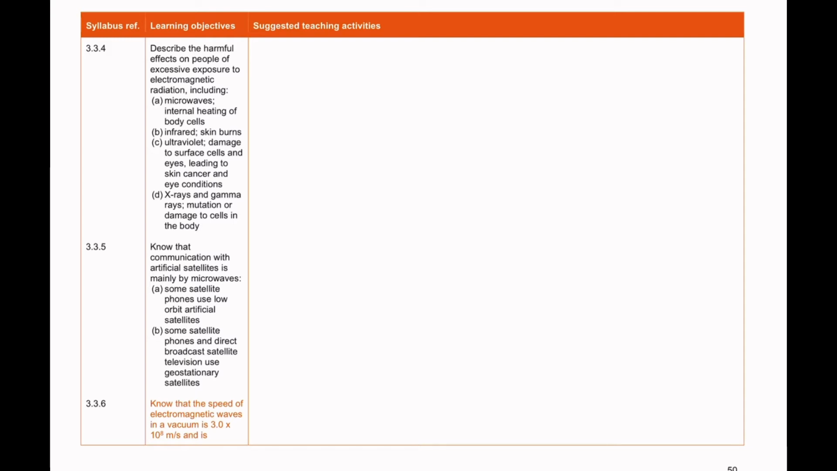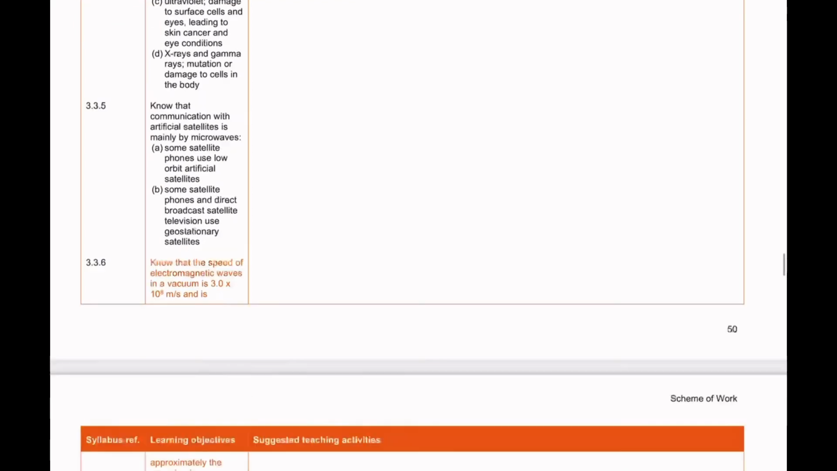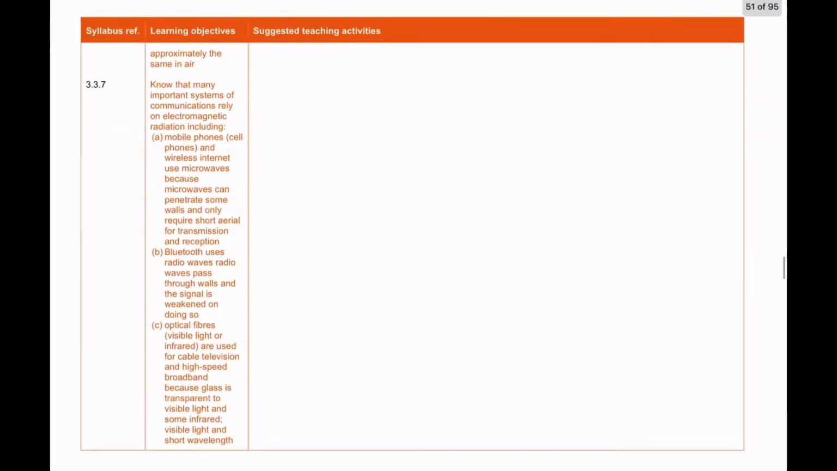Note that the speed of electromagnetic waves in vacuum is 3 times 10 to the power 8 meters per second and is approximately the same in air. Note that many important systems of communication rely on electromagnetic radiation, including: A.